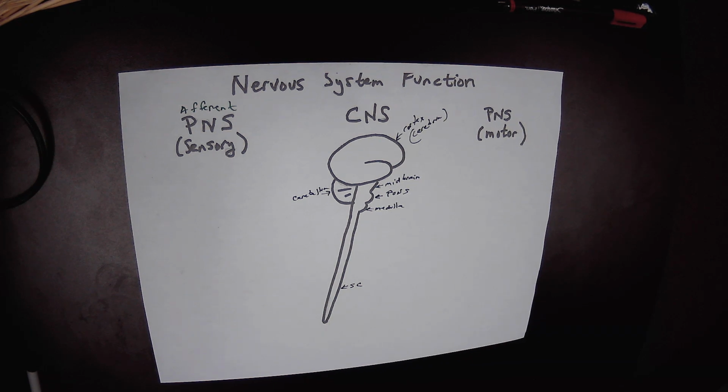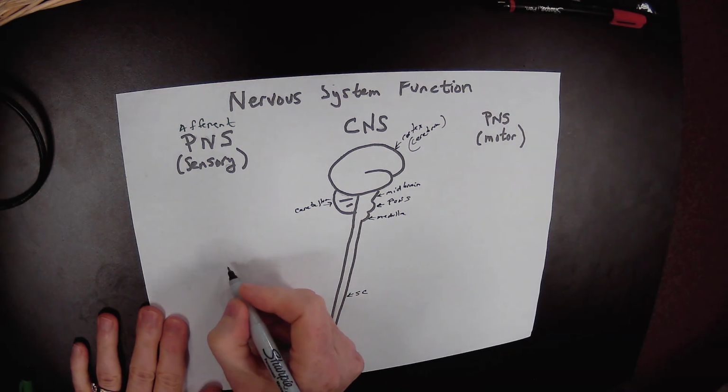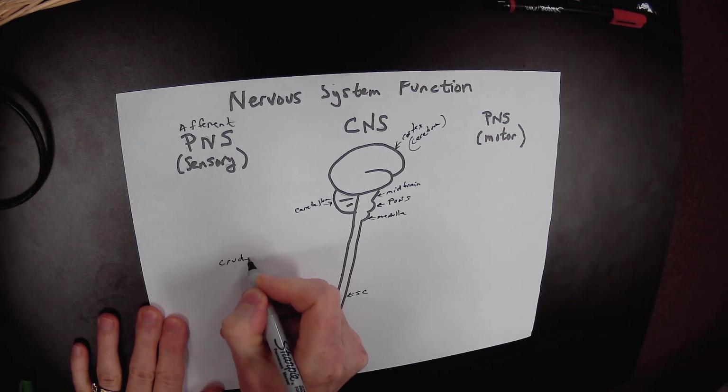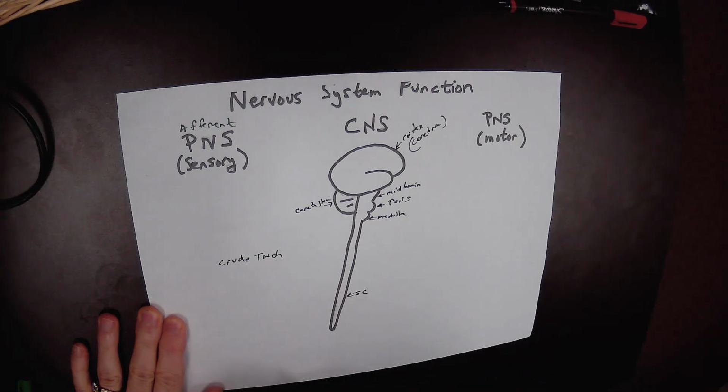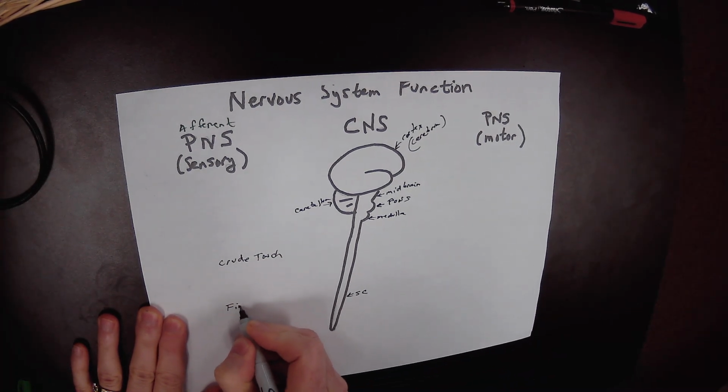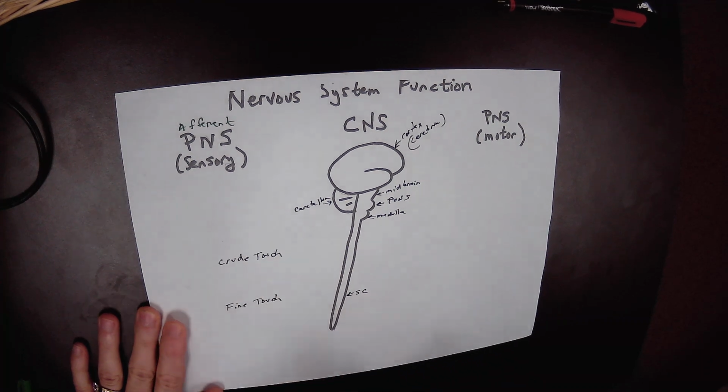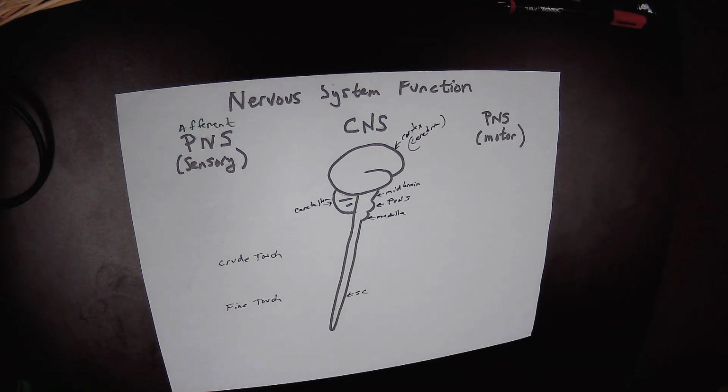What kind of sensory information do you receive from the environment? All your five senses. Tell me one. Touch. Okay, touch is an important one. Let's go ahead and put touch in two different places. I'm going to say crude touch, and then down here I'm going to put fine touch. There are two different kinds of touch that we need to know about because they travel through different pathways. They come in through your peripheral nervous system.